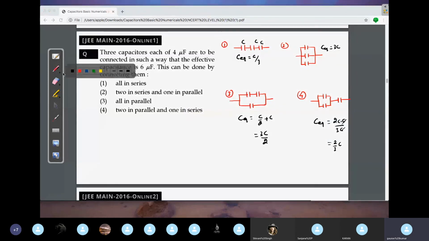Look, given as 4, you want 6, so 4 by 3, you will not take this because you want 6. You will get 3 into 4, 12, this you also will not take. 3 into 4 by 2, yes, that is correct. 3 into 4 by 2, you are getting 6. This is correct. So what you can see is 2 in series, 1 in parallel. Question is over.